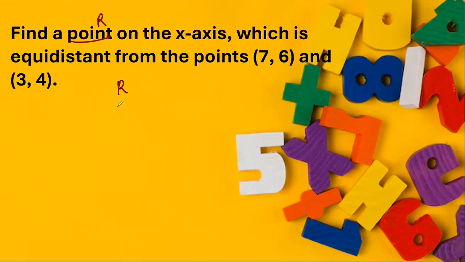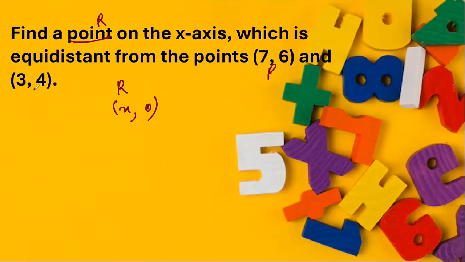So if R is on the x-axis, then you have the abscissa x and the ordinate is 0. Okay, so the coordinate will be (x, 0). If suppose the R point is on the y-axis, then it will be (0, y). Now what they are saying next is that this is equidistant from the point this and this.